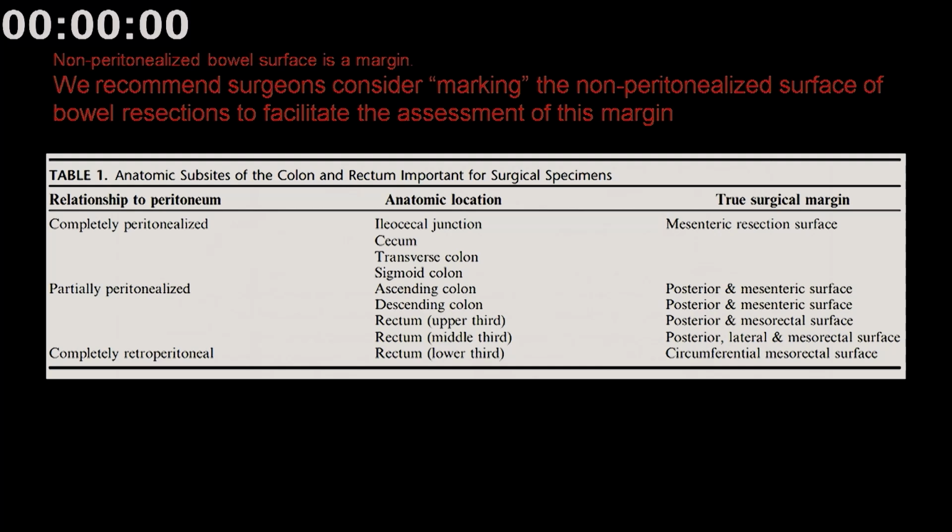We or our residents always struggle to find the margin. The non-peritonealized bowel margin is actually the margin, and we recommend that surgeons consider marking the non-peritonealized surface so that we can clearly comment on the margin.